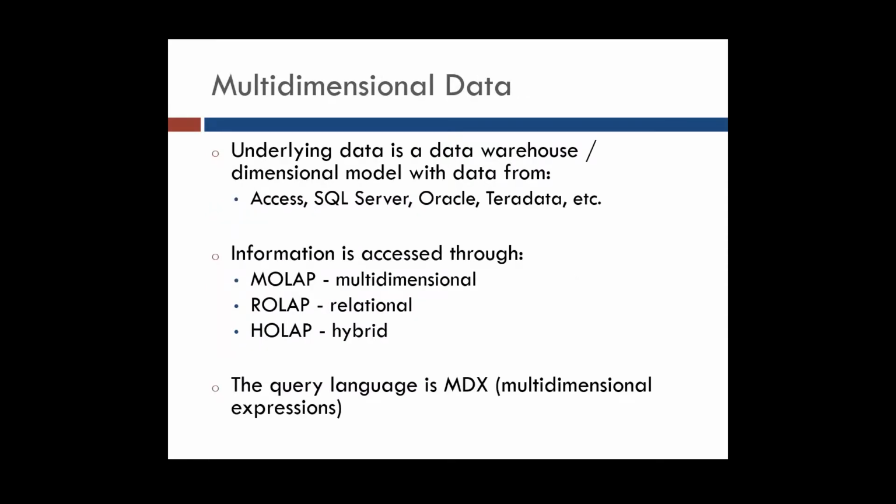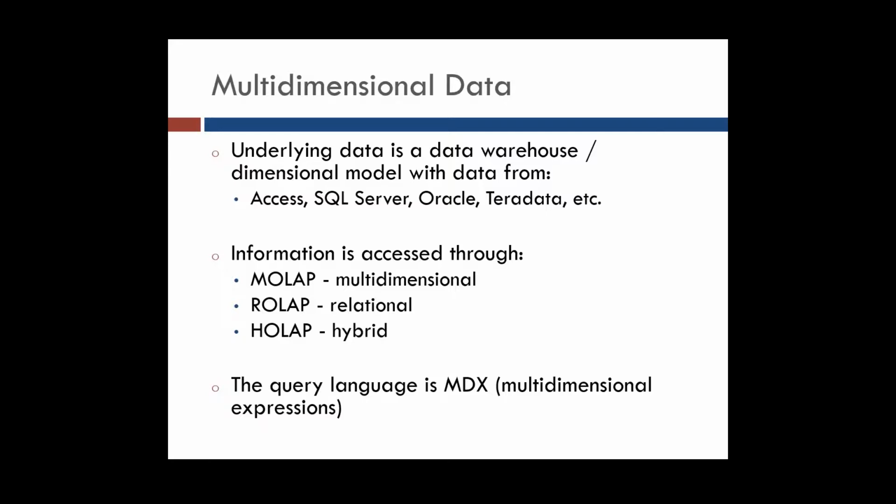Now, when we're talking about a multidimensional database, the big thing is that the underlying data really needs to be a data warehouse or a dimensional data model. That dimensional data model is going to have your facts in the middle and your dimensions around it so that it can connect to all of those different slicing and dicing objects. And you can bring that data in from a variety of relational databases: Access, SQL Server, Oracle, Teradata. Essentially, if you can connect to it with an OLE DB provider, you can pull that in.